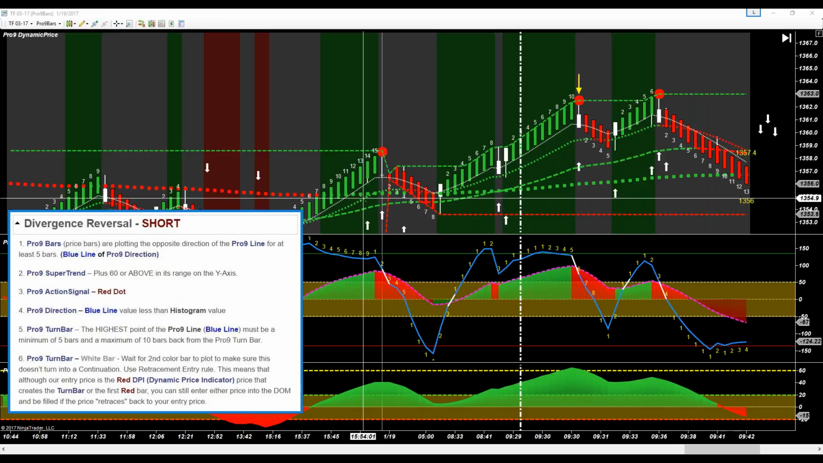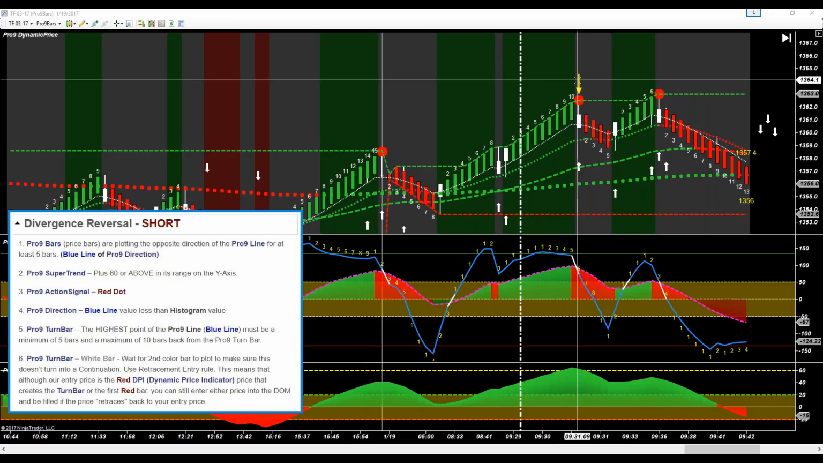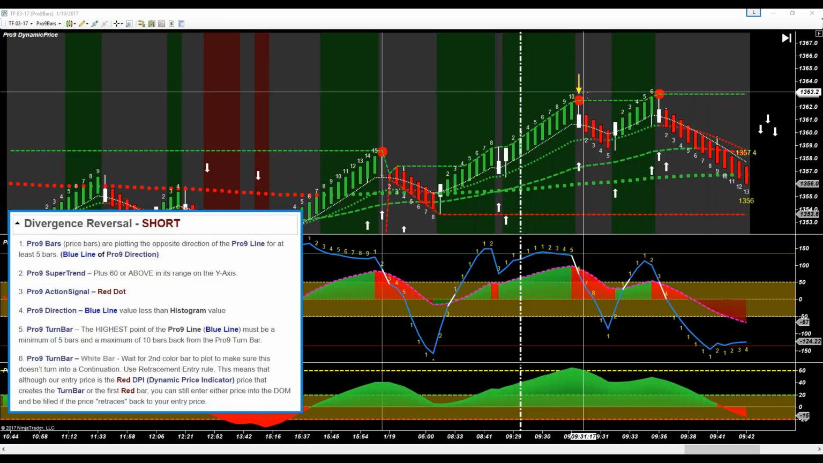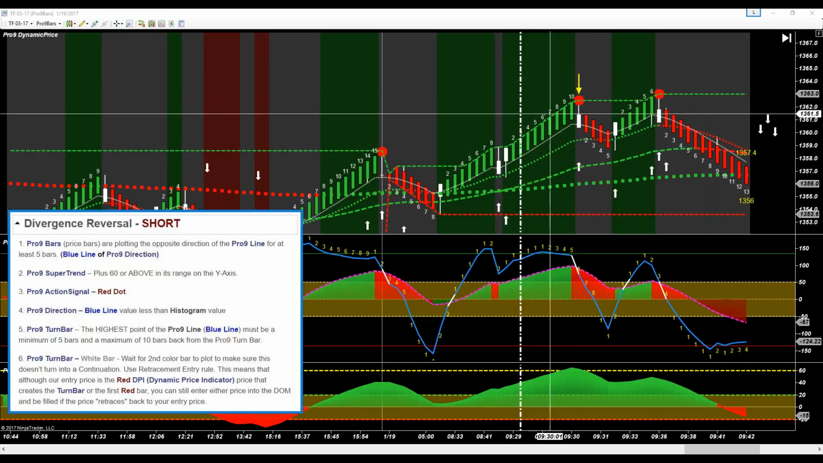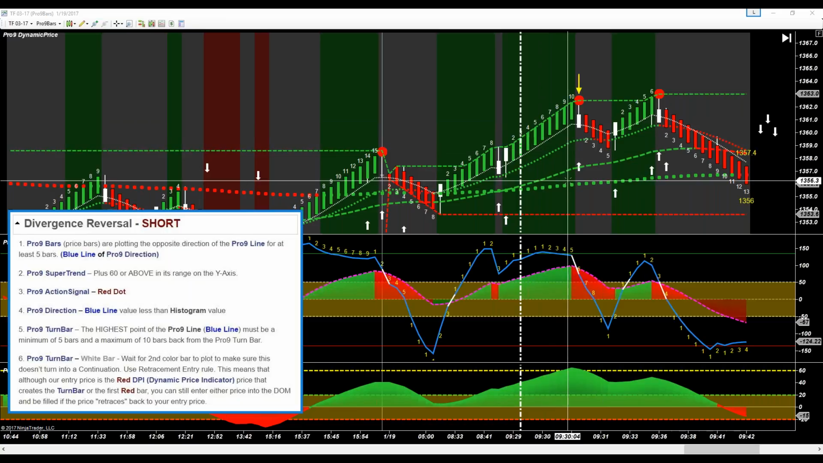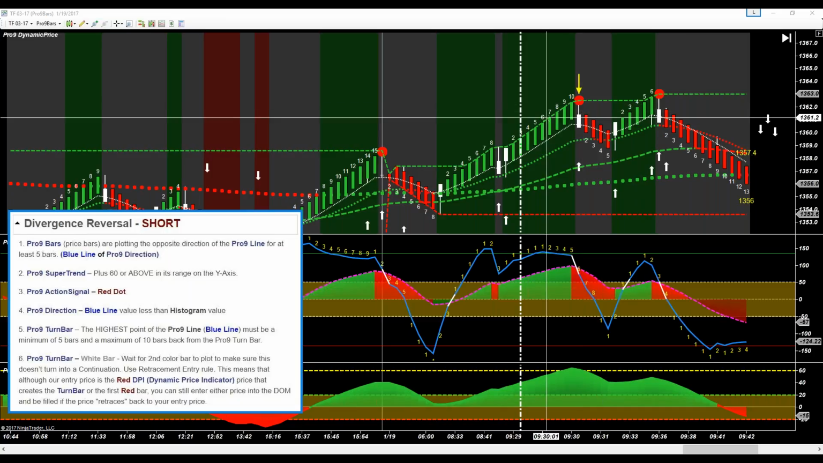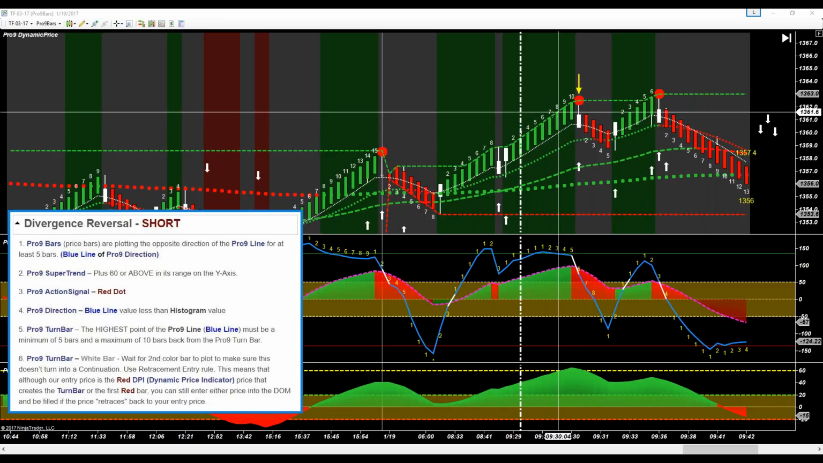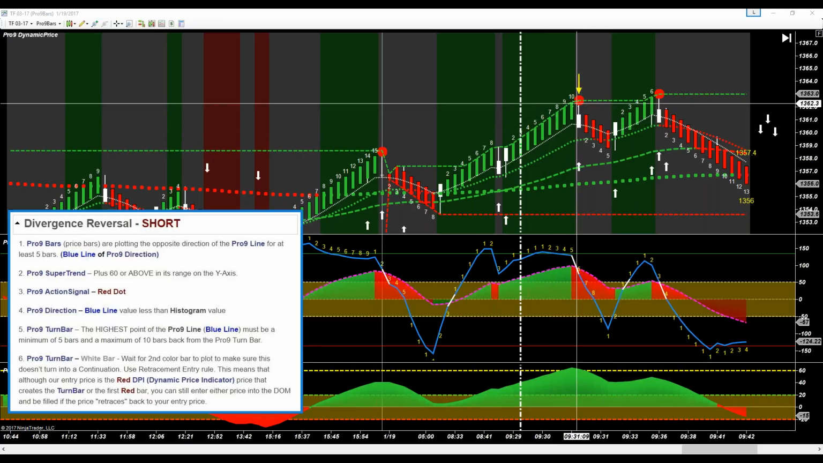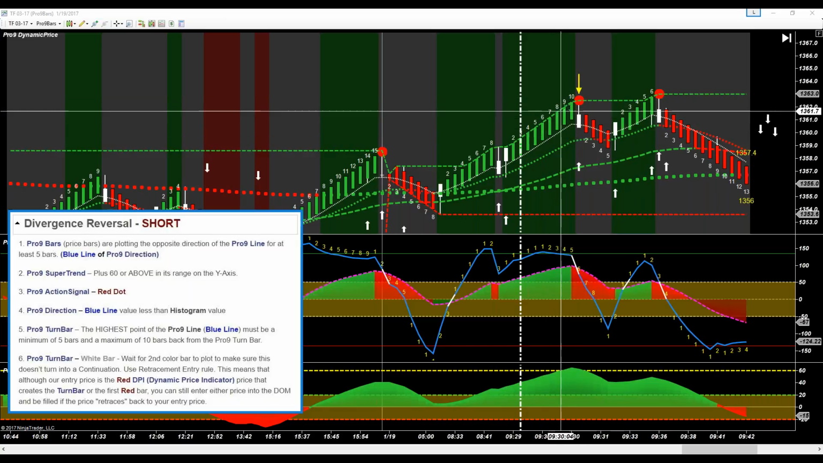All right, so our divergence reversal short. Our first clue that a divergence reversal is on the horizon is going to be a dot. If you're trending long, you'll get a red dot. If you're trending short, you'll get a green dot. So this is our first signal letting us know, hey, possible divergence reversal on the horizon. The red dot will pop up somewhere in the middle of the run and will continue just trailing the run until we get a turn bar, and then it will stick to the turn bar. So it gives us a heads up.